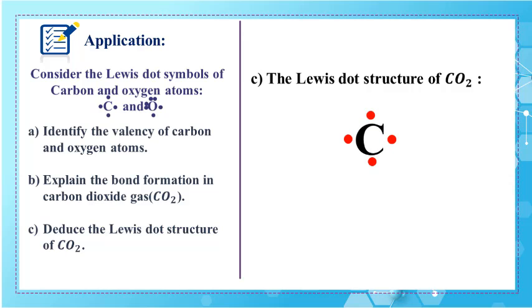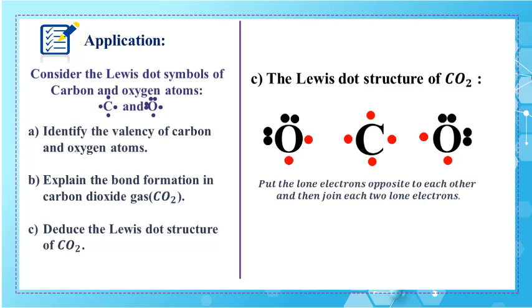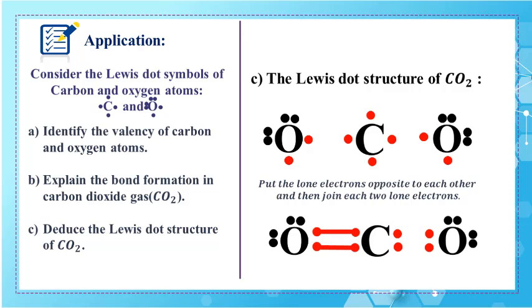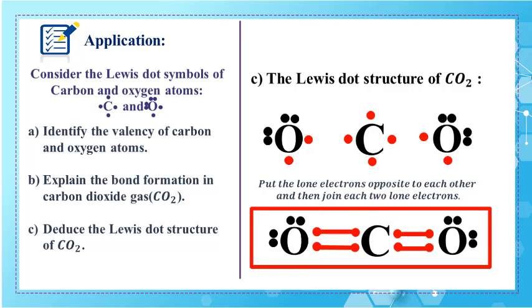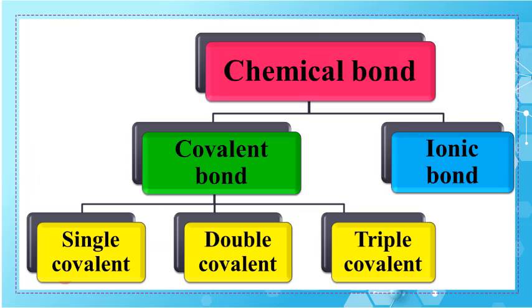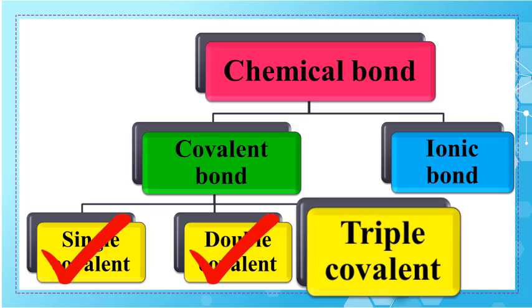We write the Lewis dot symbols of the carbon and oxygen atoms and put the lone electrons opposite each other and then join each 2 lone electrons to get 2 double covalent bonds. And now we are going to talk about the triple covalent bonding.